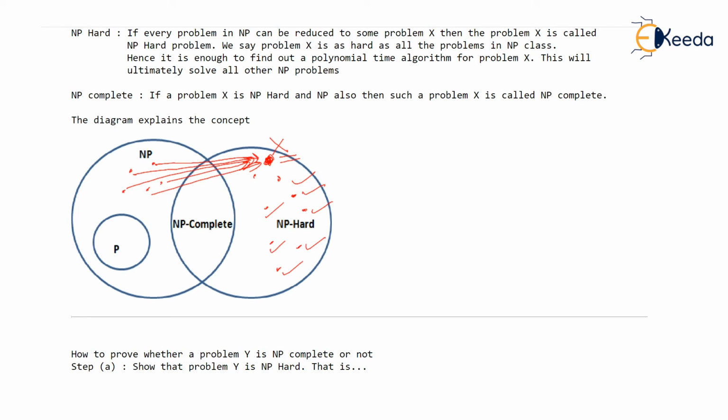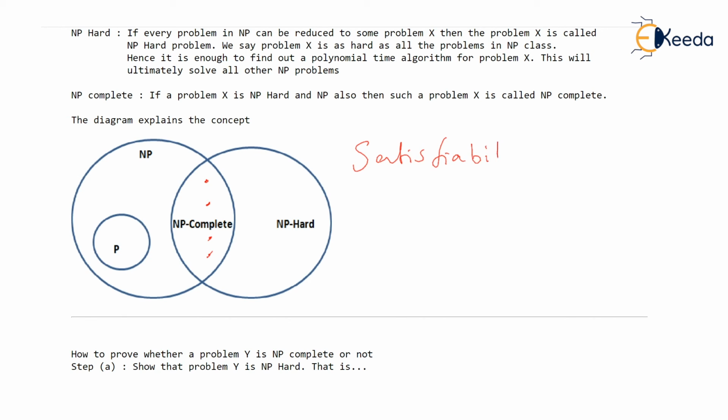I hope you have understood this diagram, which is such a popular diagram in the discussion of NP hard, NP complete, NP and P. What that means is there are many NP complete problems. The question is, which are the problems in the real world which are NP complete? Let me give you some examples. The satisfiability problem is NP complete. It has been proved that the satisfiability problem is NP complete, isn't it? And there are many such problems which can be proved to be NP complete.